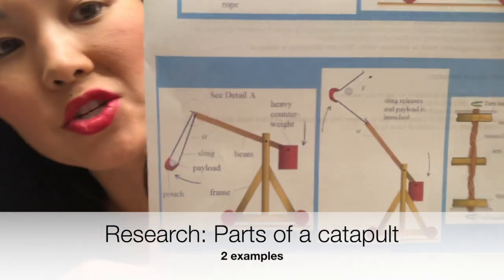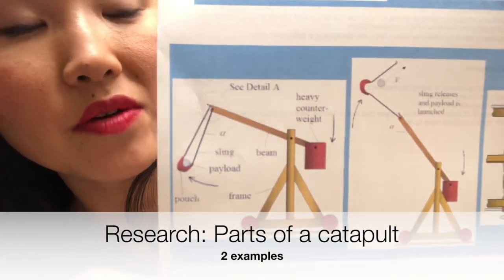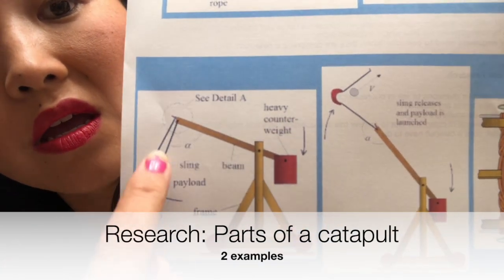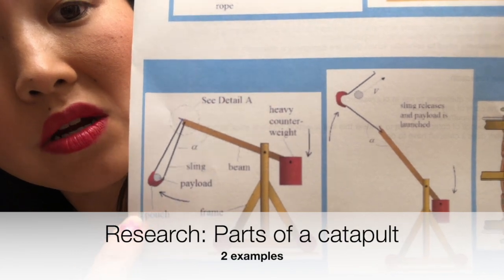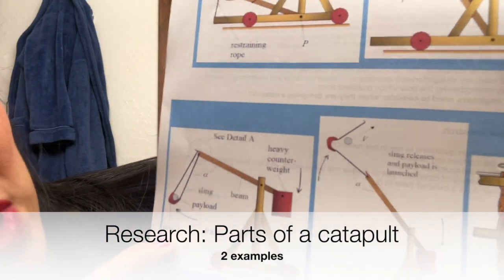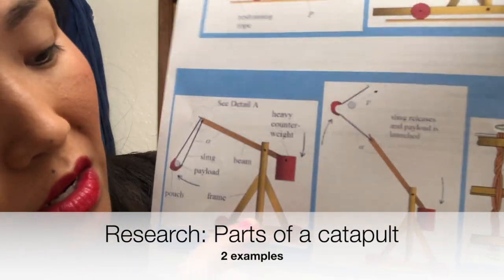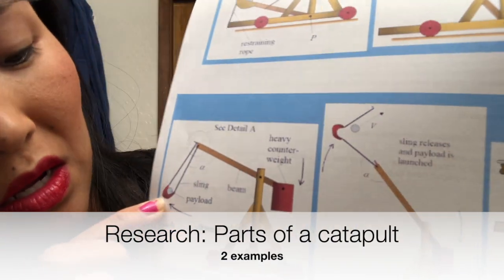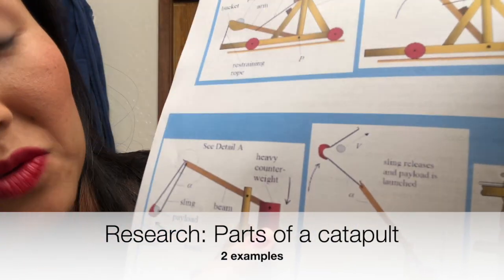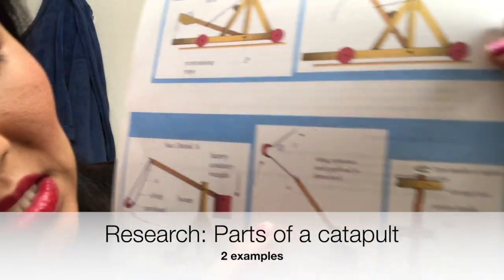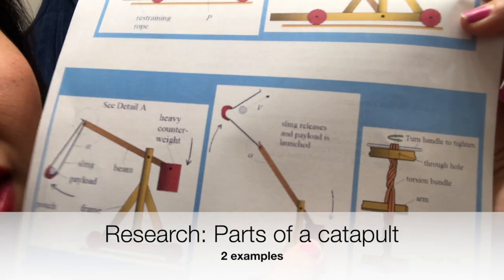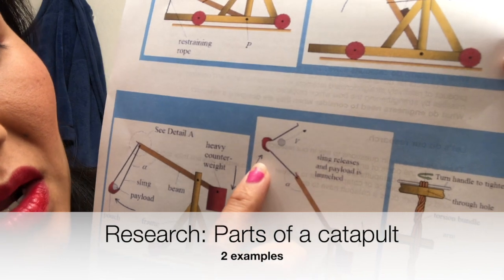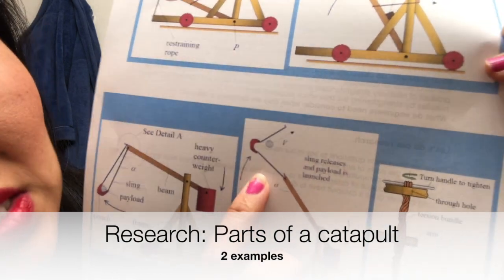The second type of catapult has a weight here, and it has like a slingshot type of arm here with a pouch at the bottom. So you've got the frame, there's a base, there's a beam, there's a sling, there's the payload sitting in the sling, and there's a counterweight. So when you release this type of catapult, you let gravity pull this counterweight down, the sling releases, and the payload is launched. This is like a slingshot.